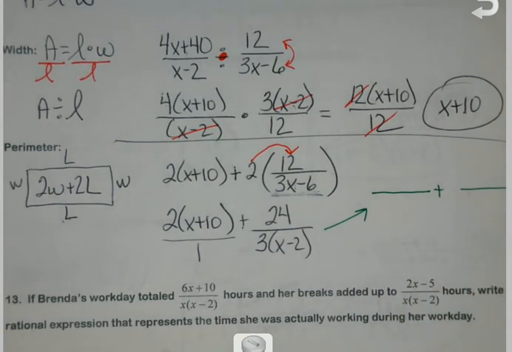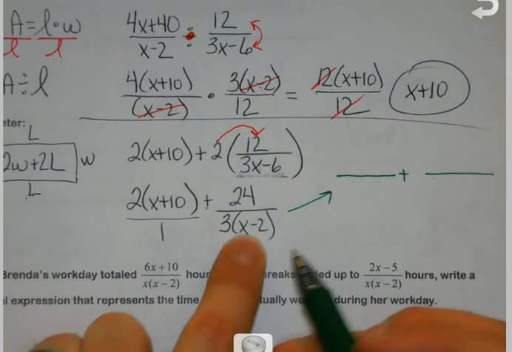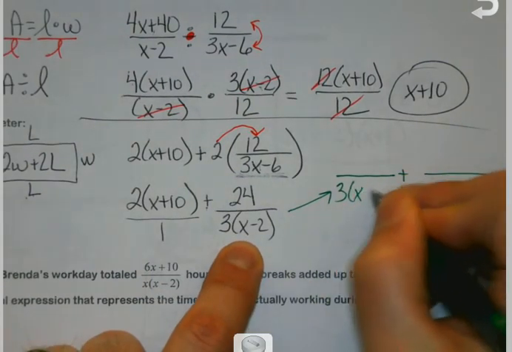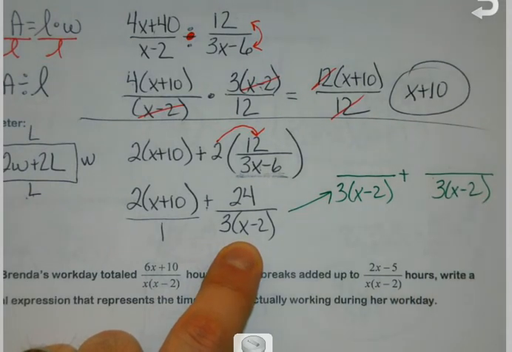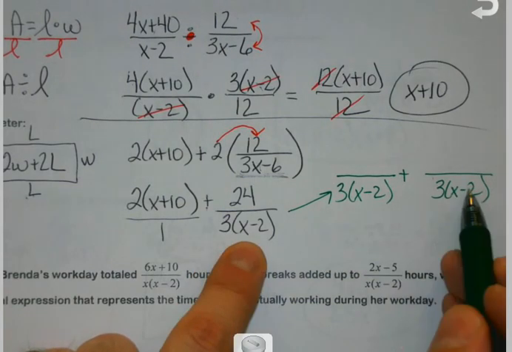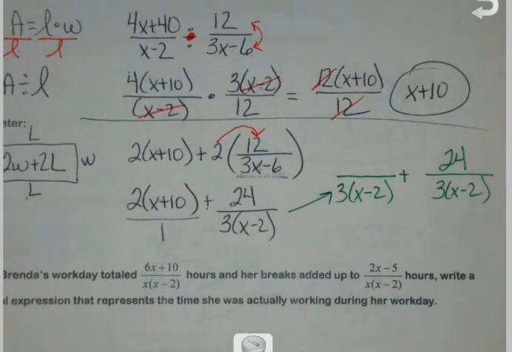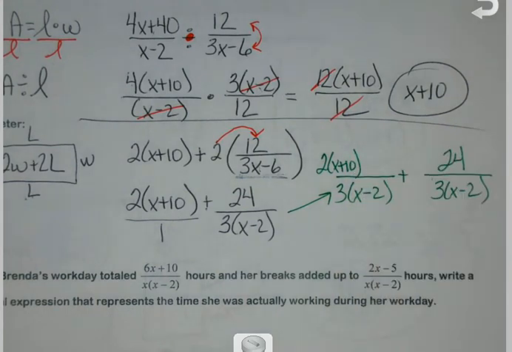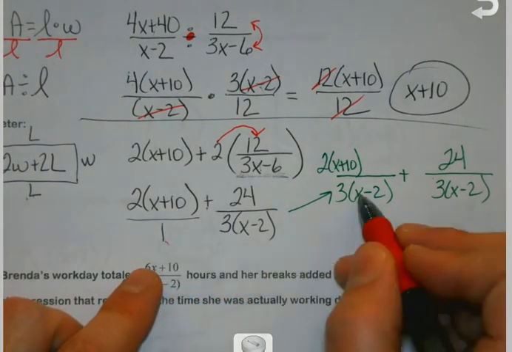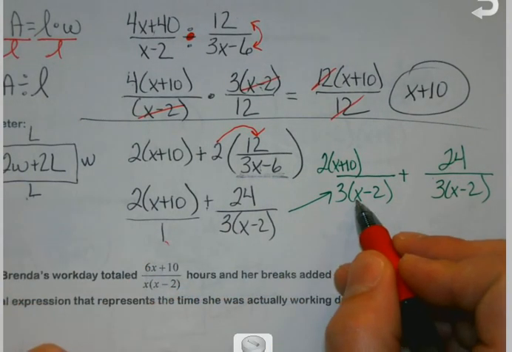Okay, nice thing, 1 isn't hard to deal with. That is my common denominator, the 3x minus 2. Now the positive thing about this is my second fraction's easy because it already is 3x minus 2. Check, check, check, check. Okay, good. First part, not quite as fun. Because I've got this 2x plus 10, but now what do I have to multiply 1 by to get to this, the whole thing?